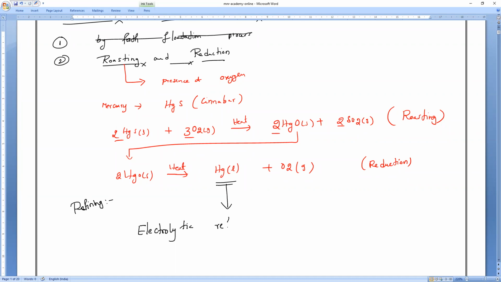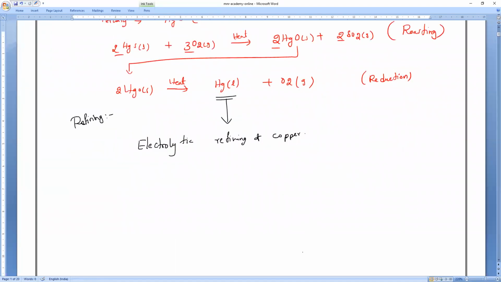Electrolytic refining of copper. Always remember, the pure metal strip has to be connected to the cathode. So that is why we will obtain the pure metal at the cathode.